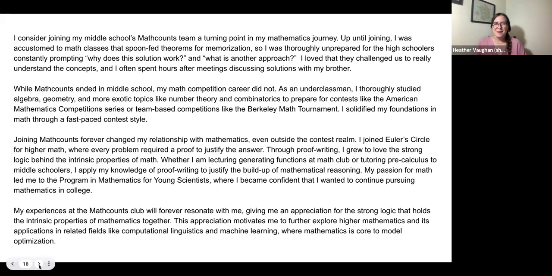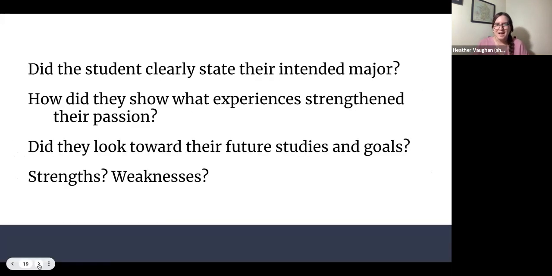Okay, so there's our why major essay. Let's pop over to the next slide and take a look at a couple of questions. So, did the student clearly state their intended major? How did they show what experiences strengthened their passion? Did they look towards their future studies and goals? And finally, what were some general strengths and weaknesses of the essay?